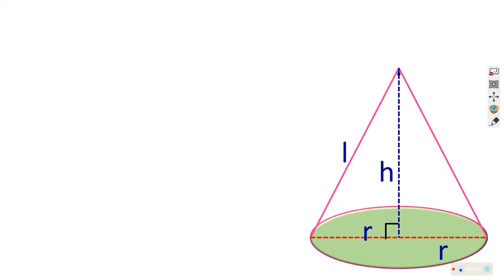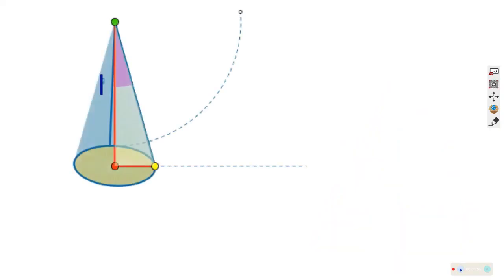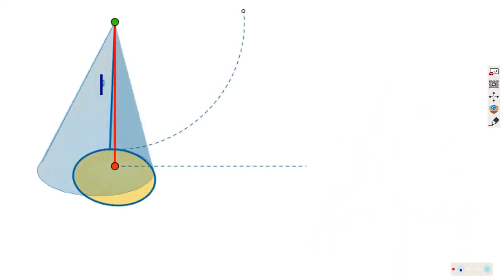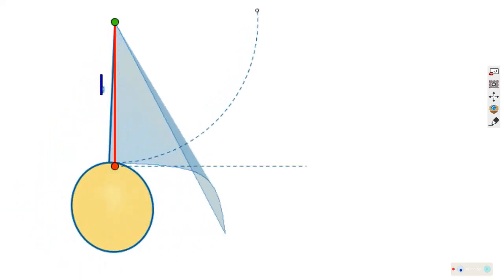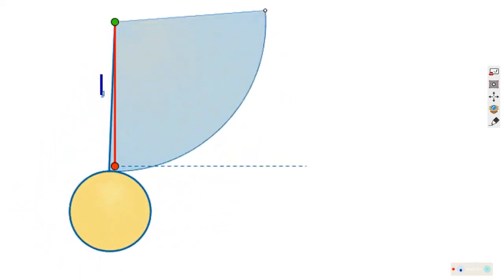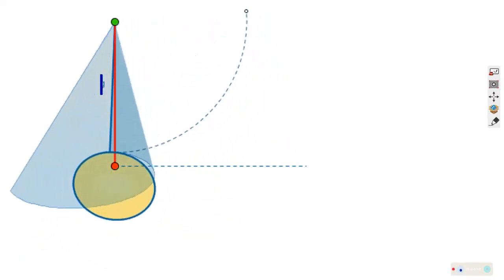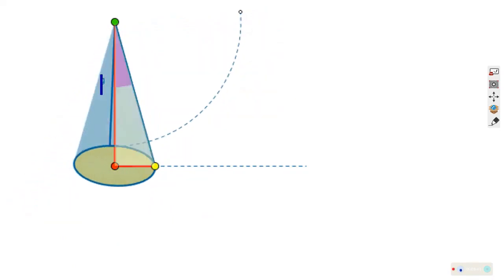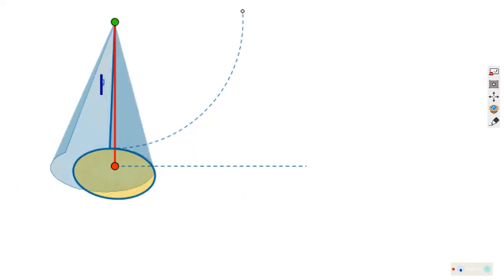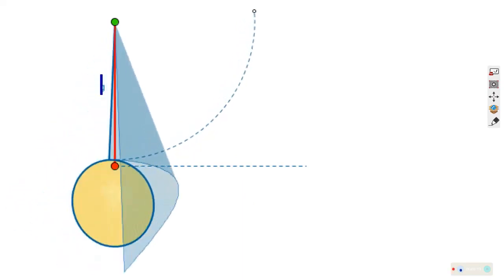But how to reach the surface area is the important question here. To reach the surface area, we need a kind of activity in order to understand that. Look at this. I will repeatedly show you. The curved surface, which we are going to find out as the curved surface area, is the one which is encircling the base. The curved surface is the one which is encircling the base of our cone.